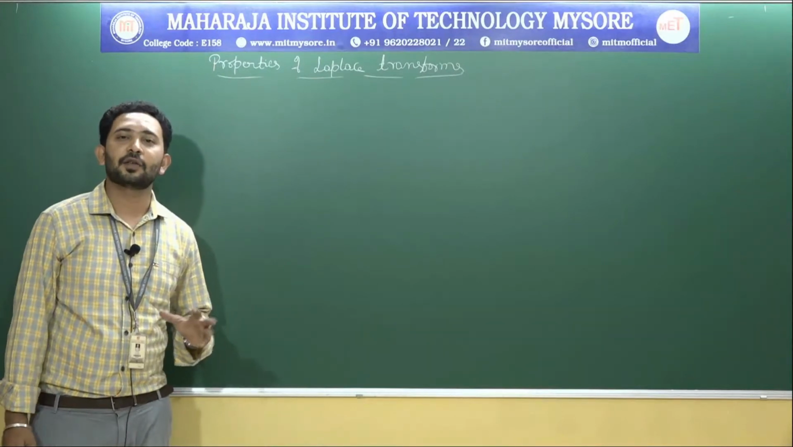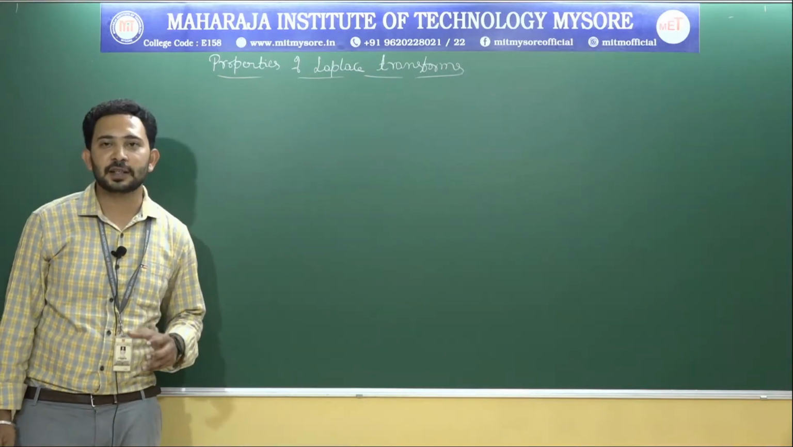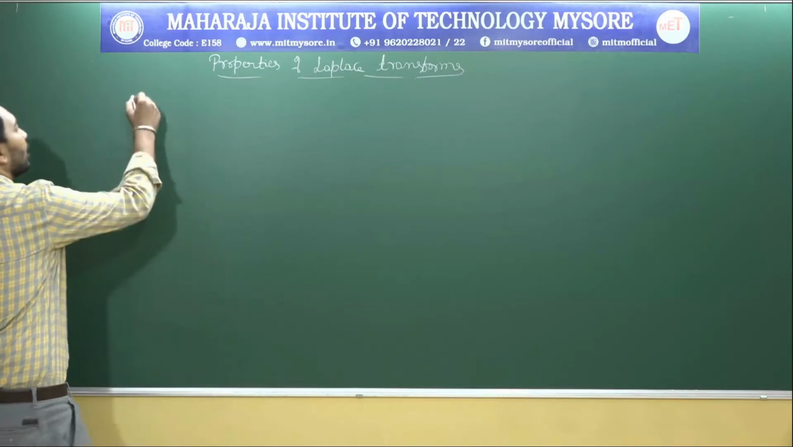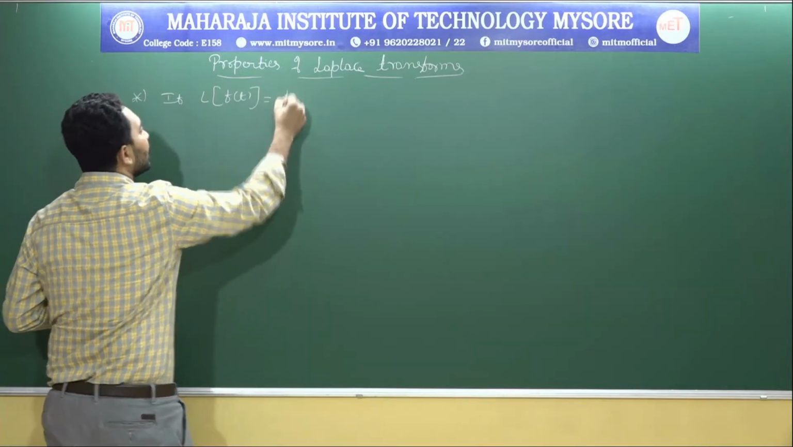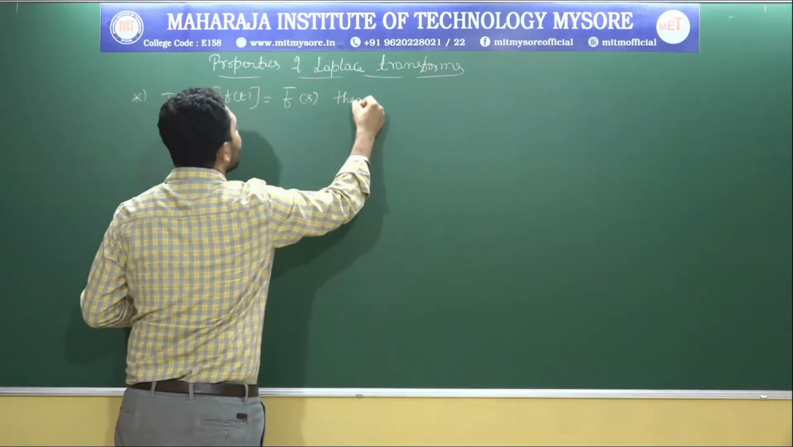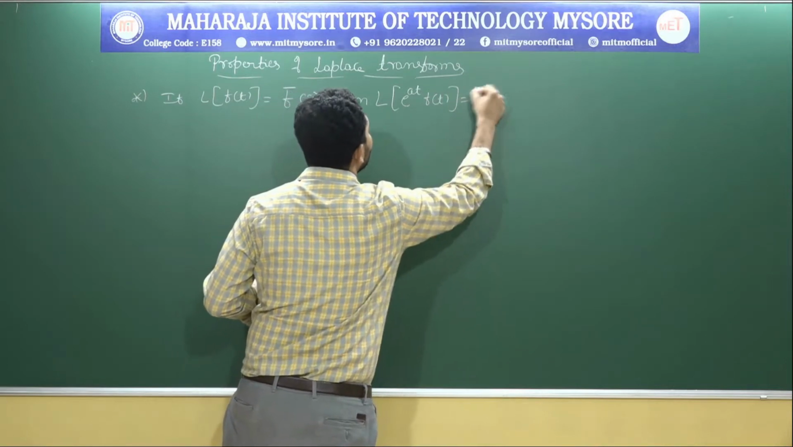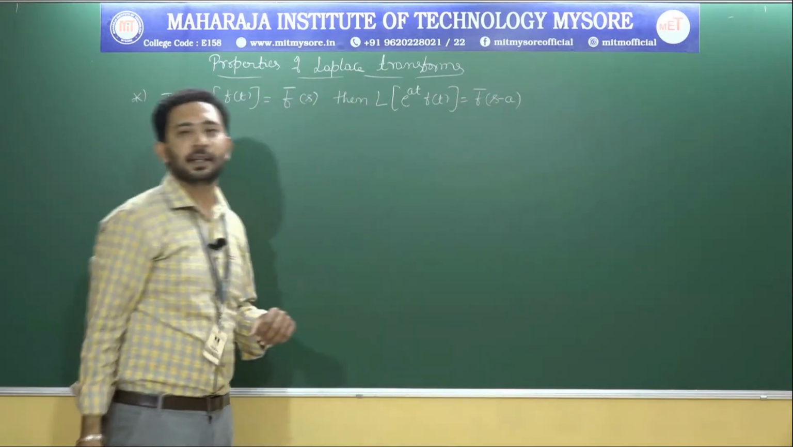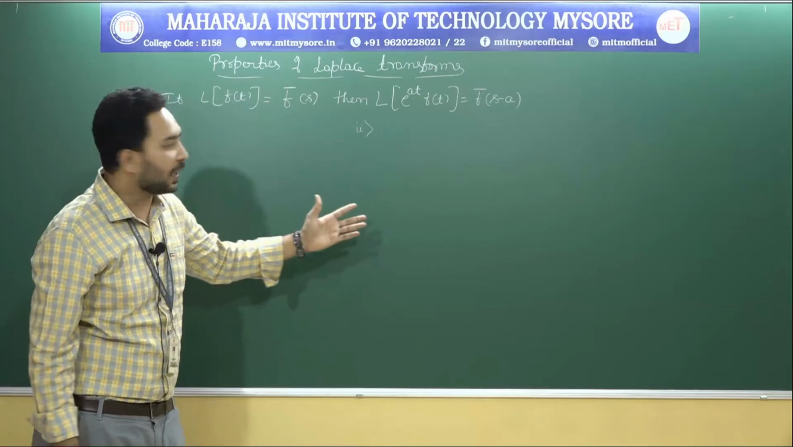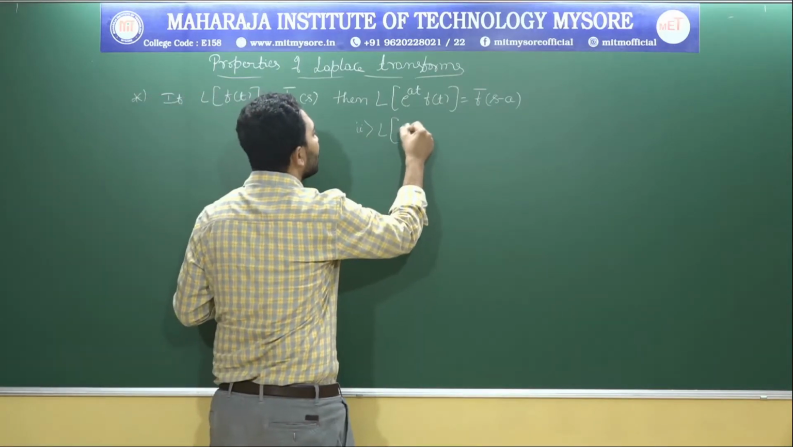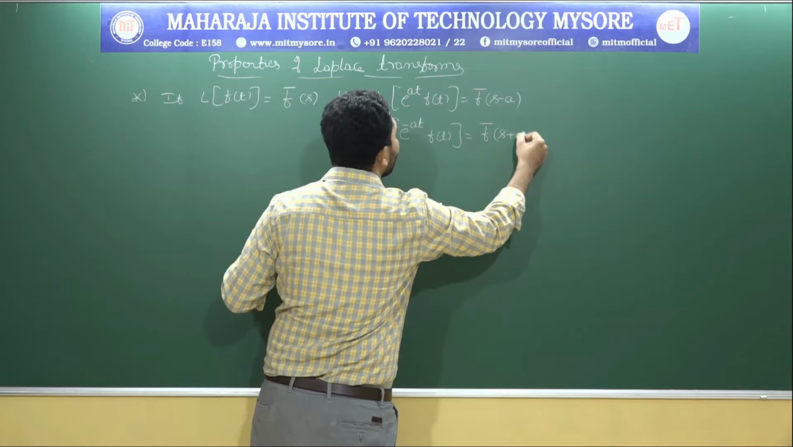As I said, we have three important properties of Laplace transformation in our syllabus. The first one is the shifting property. So what is the shifting property? If Laplace of f of t equals f bar s, then Laplace of e power at into f of t is nothing but f bar of s minus a. Similarly, if Laplace of f of t equals f bar s, then Laplace of e power minus at into f of t becomes f bar of s plus a.